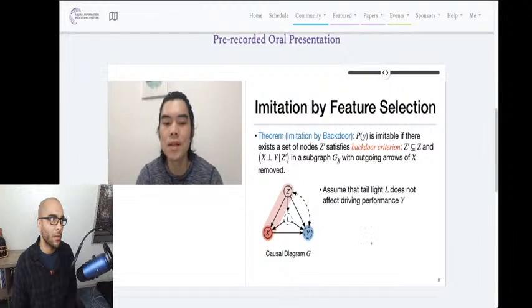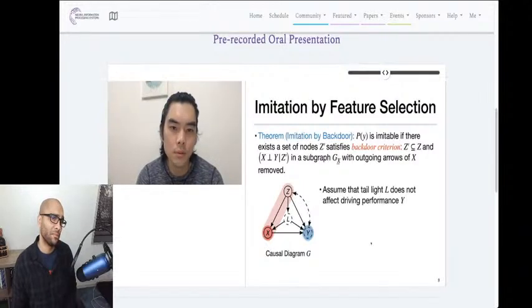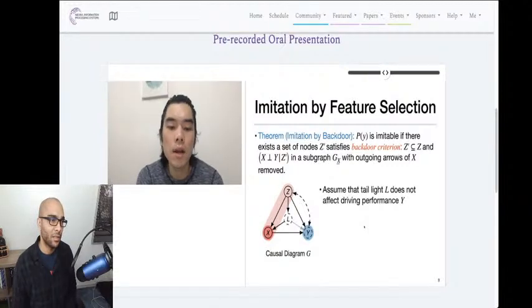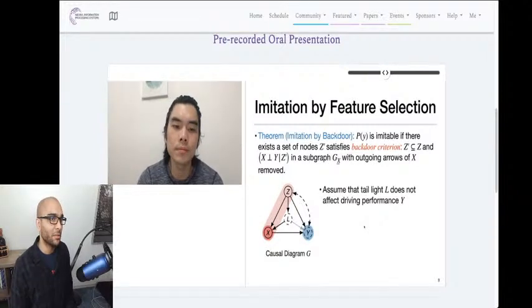As an example, consider the driving model that we described previously. We'll assume now that the tail light does not affect the driving performance Y. If it doesn't affect it, then the arrow L to Y is removed. Then we have the backdoor criterion.